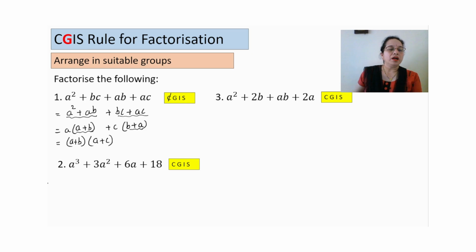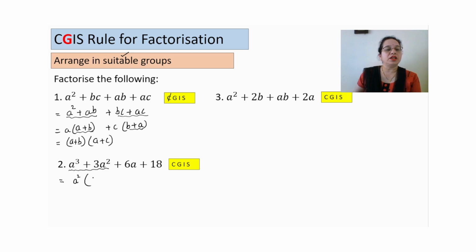Come to the third or second sum. Again from the first two you can take common. I am telling you again, it is a trial and error method. You need to rearrange the terms and find out which one is suitable for you. That's what the word is given, suitable group. Everybody's suitability is different. So now here I have taken A square common.